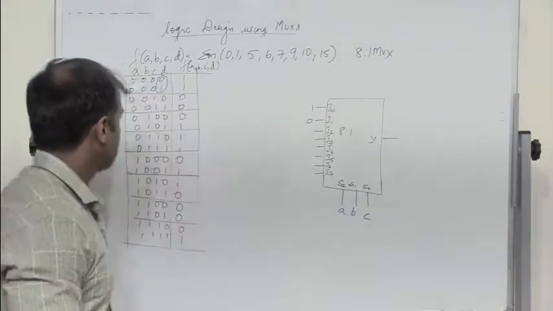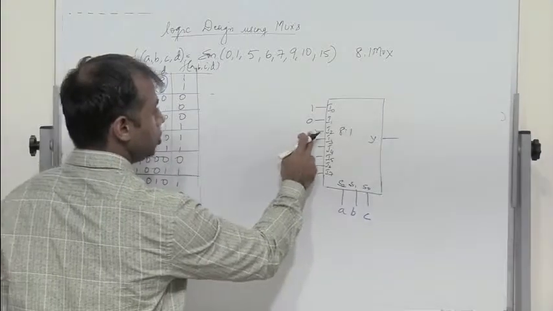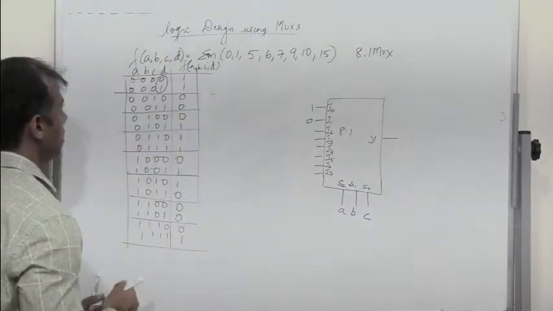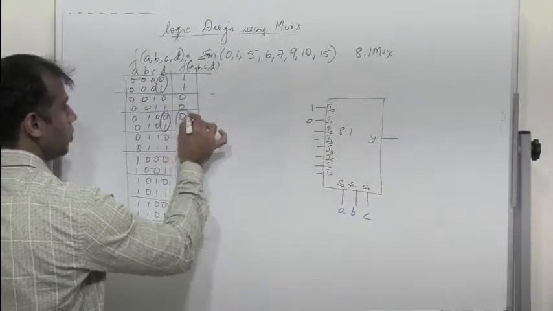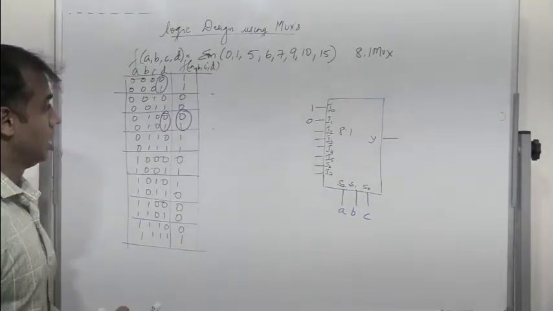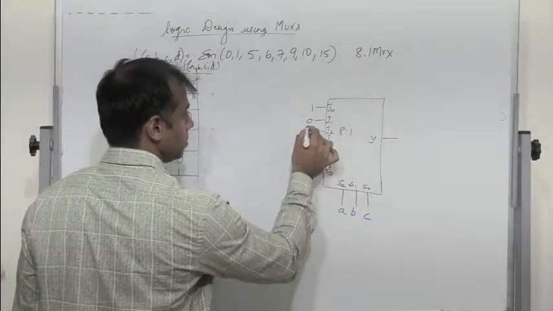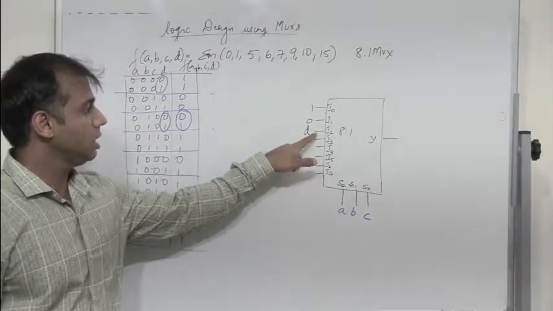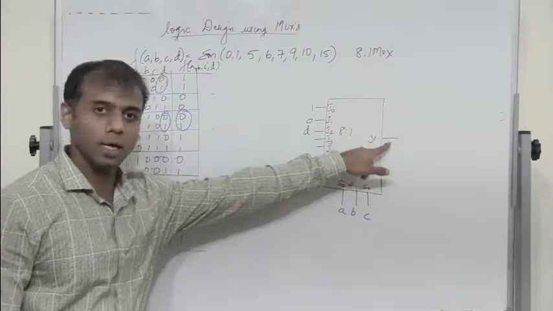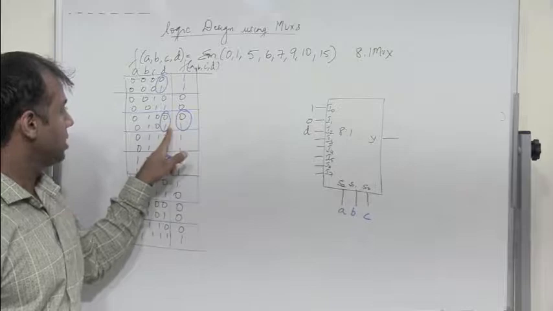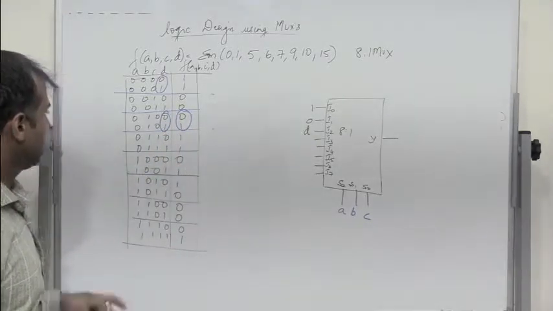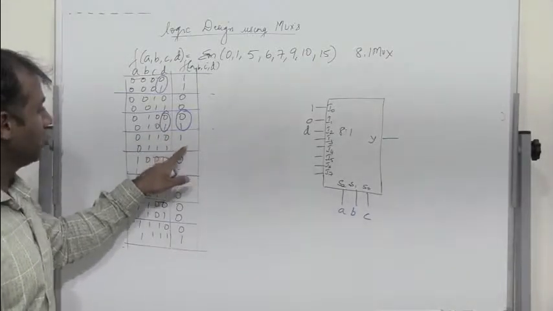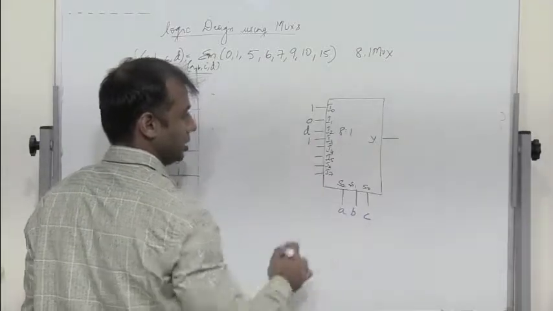Now, for the next case, when ABC is 0, 1, 0, I2 appears at the output. If you observe, for D equal to 0, 1, the output is also 0, 1. It is the same as D. So connect D to I2. So when ABC is 0, 1, 0, whatever appears at the input I2 appears at the output Y. So when D is 0, output is 0. When D is 1, output is 1. For the next case, 0, 1, 1, irrespective of D, 0, 1, I have 1 at the output. So connect 1 to I3.